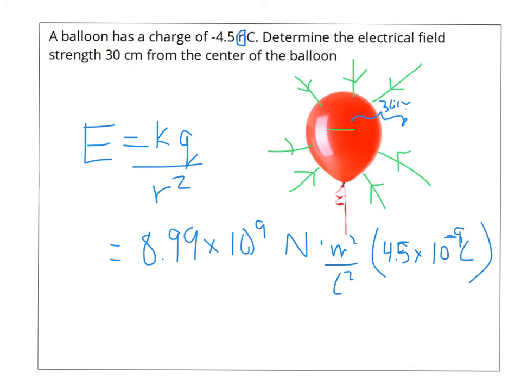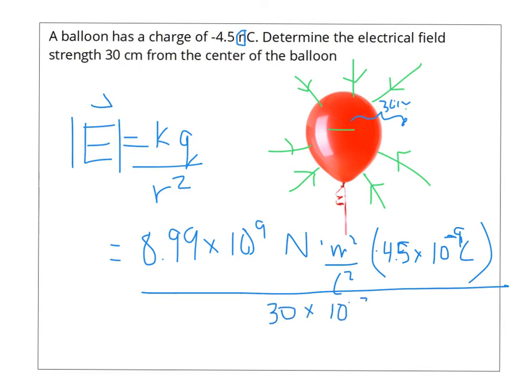One thing you'll note, I didn't worry about the sign of the charge here. The charge is really important for determining the direction of the electric field, but we don't need it for determining the magnitude of the field. We could put absolute values around that if we want. So the negatives and positives don't really matter in this calculation. And this is 30 centimeters, which is 30 times 10 to the negative 2 meters. And I need to remember that that's squared.